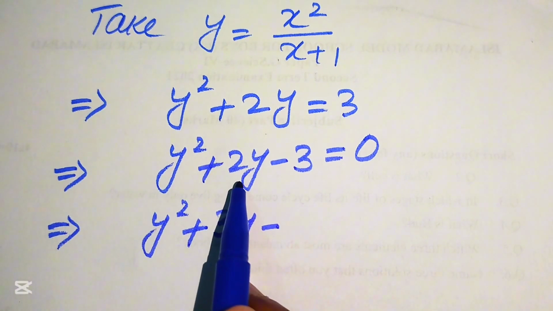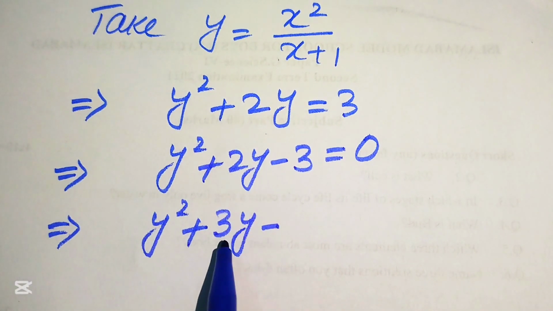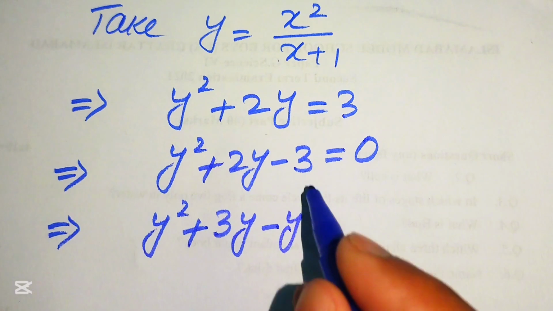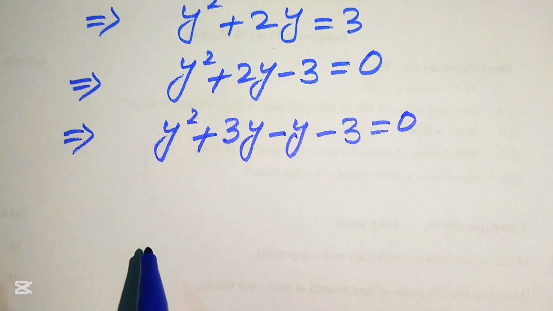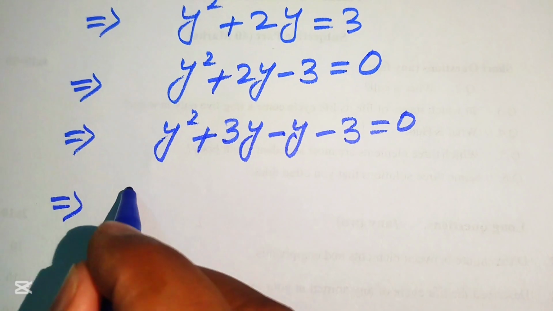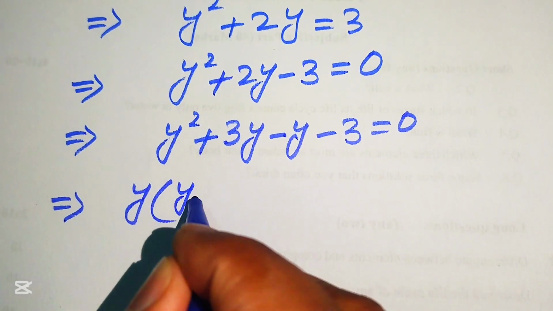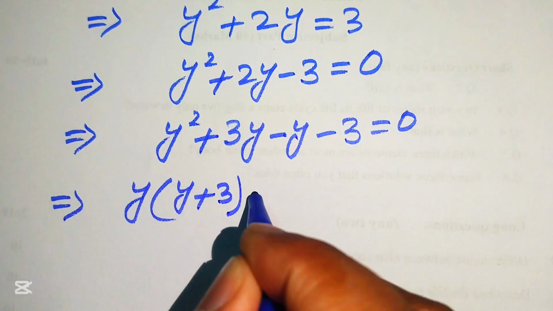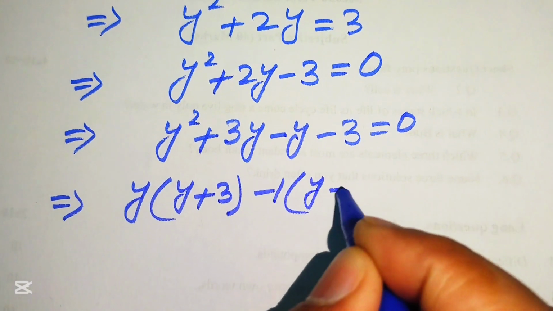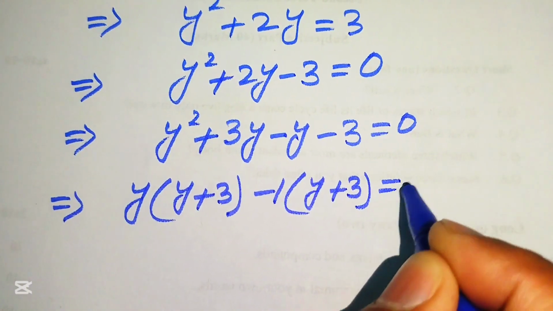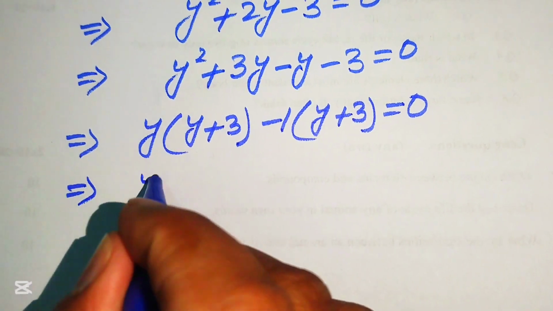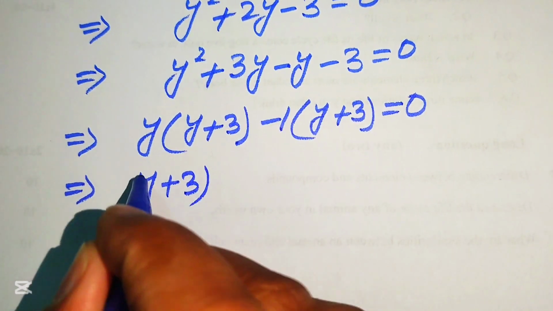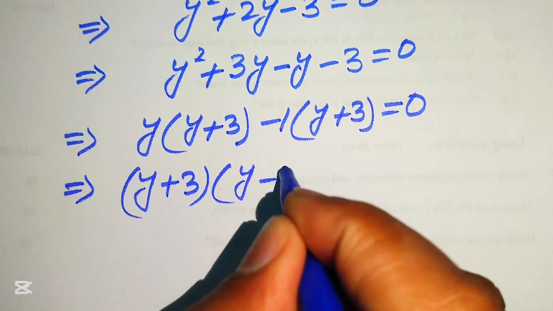Here we just break its middle term, so this is 2y, we write it as 3y minus y, and this is minus 3 equals to 0. And here we take common y from the first two terms, and we get y plus 3, and here we take common minus 1, and we get y plus 3 equals to 0. And now from both of these two terms, we take common y plus 3 and the remaining terms are y minus 1 equals to 0.